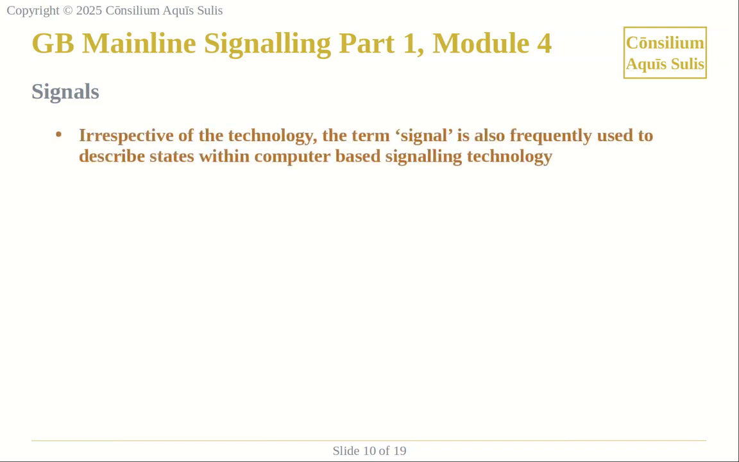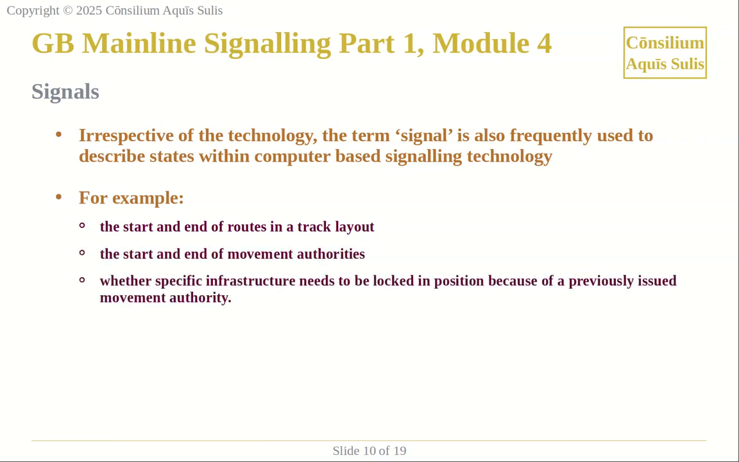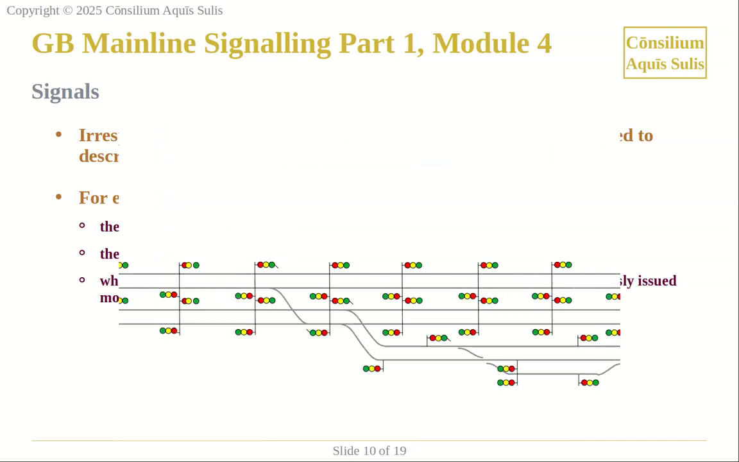And irrespective of which technology we're using to communicate movement authorities, the term signal is also frequently used to describe states within computer-based interlockings and other signalling technologies. For example, the points between which routes start and end, or from and to which movement authorities are issued, or associated with locking of infrastructure related to the issuing of movement authorities, or after movement authorities have been issued previously.